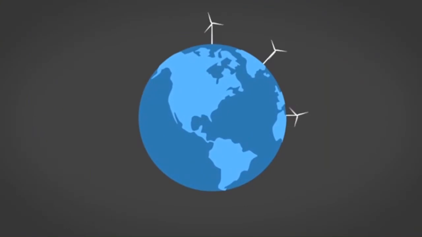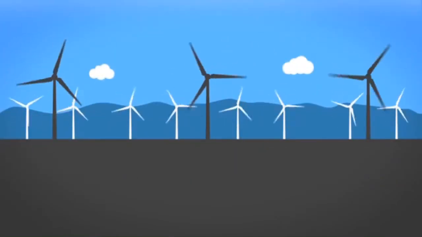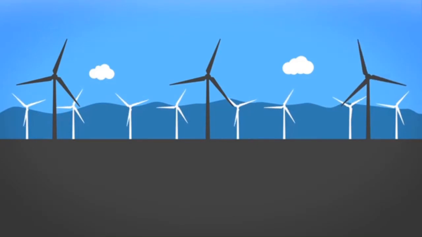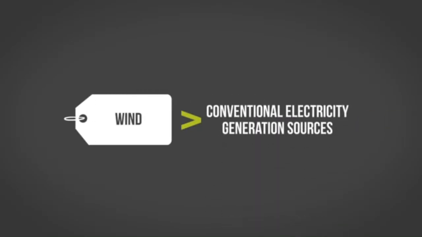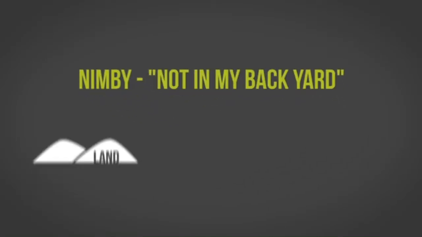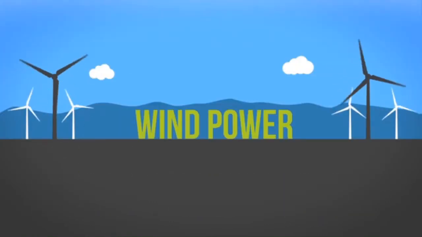Wind is becoming an increasingly important part of the global electricity supply mix. A major advantage of wind is that the production of electricity has no direct CO2 emissions. But wind generation is not without its challenges. As everyone knows, the wind does not blow all the time, causing intermittency issues for power grids. The price tag of wind power has traditionally been higher than conventional electricity generation sources, though the wind cost curve has declined significantly in recent years. NIMBY concerns such as land use, noise, and bird disruption have also been raised in certain areas. That's wind power.